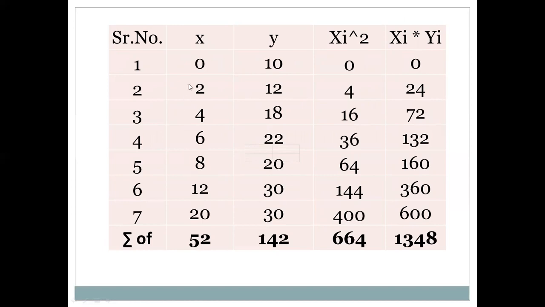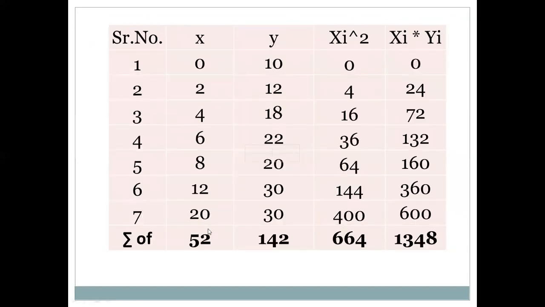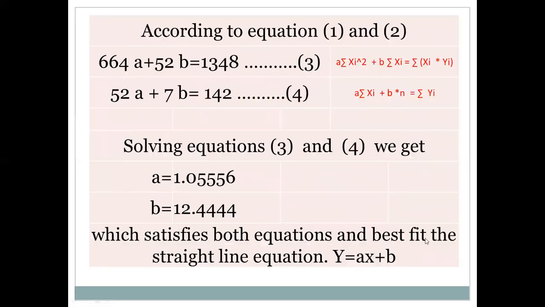So for the 7 data points, sum of xi is 52, sum of yi is 142, sum of xi square is 664, and sum of xi yi is 1340. So here we get the sums of all these values. Now putting all these sum values in the given equations, equation 1 and 2, written here in red letters.